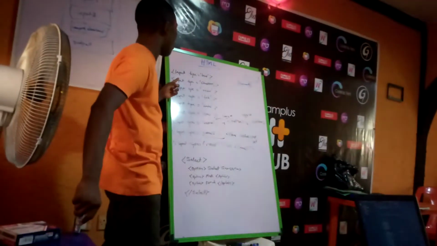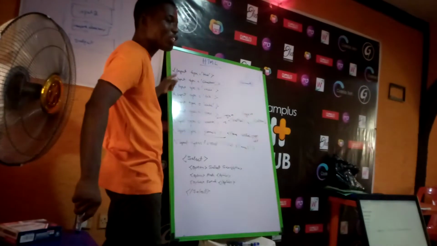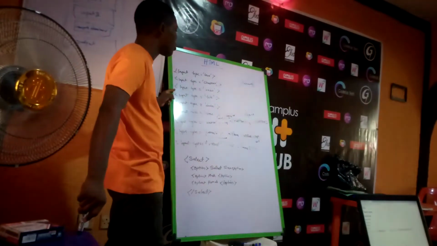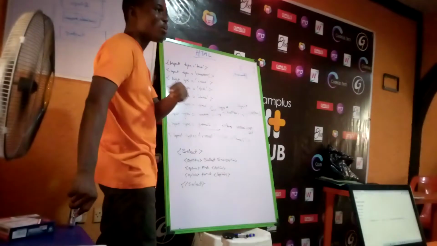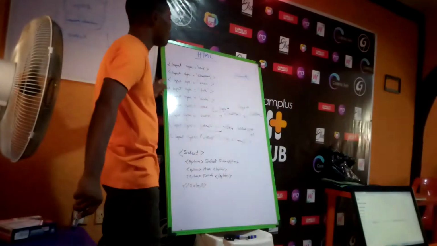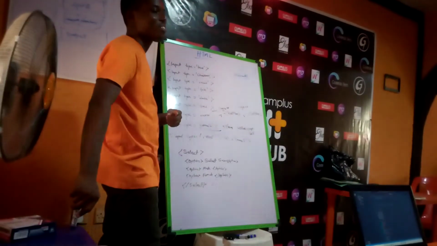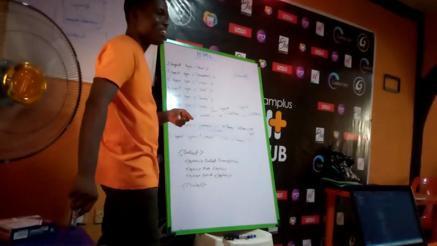In the place of a radio button, all the radio buttons have the same name. If all the radio buttons do not have the same name, you can select all of them. But if they have the same name, you can only select one out of all. I don't know if you understand what I said just now. Yes. Good.